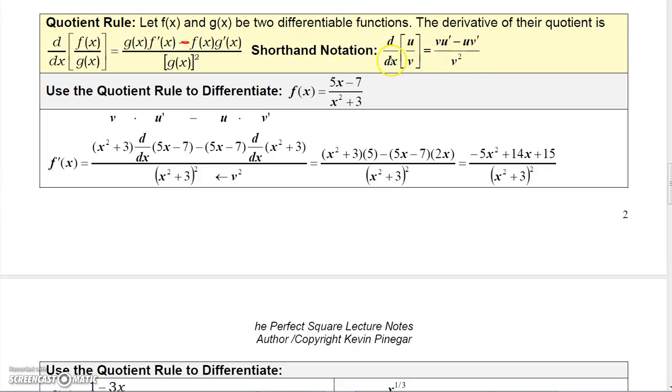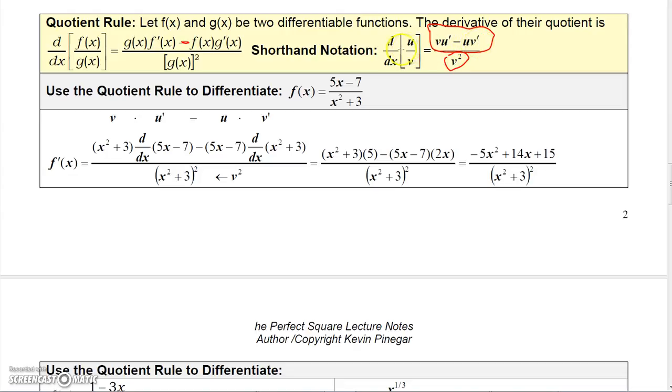Now, the most difficult part of this rule to remember is the numerator. The denominator is pretty easy to remember. You're just going to square the v function. But the numerator, you must get it in the right order. If you get it in the wrong order, you're going to get it wrong. So this is not like the product rule where you can get it backwards and still be correct. Your first term has got to be v times u prime, and then when you subtract, you're subtracting u times v prime.